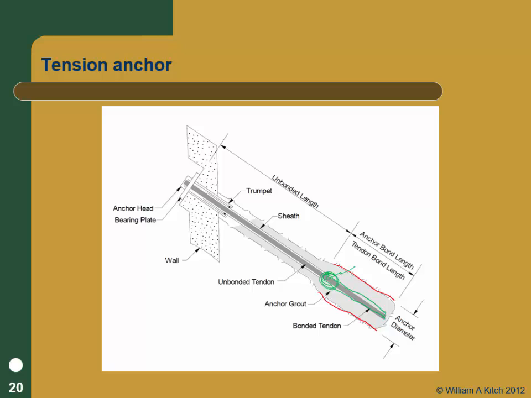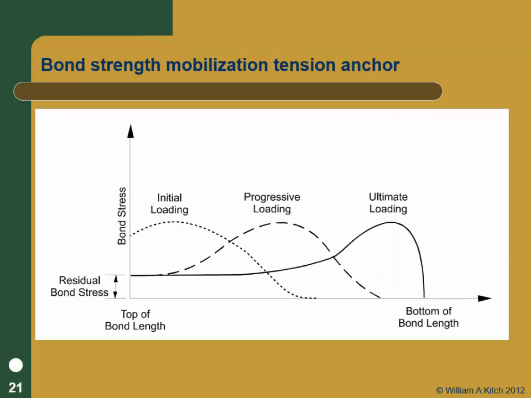And all of these grout systems have a peak and a residual capacity. As you start loading the grout, the bonding between the grout and the tendon is going to have a peak capacity. And once you go past peak, it's going to go down to some lower value. So when you initially load the anchor, most of the stress in the anchor is going to be delivered to the front part of the anchored zone.